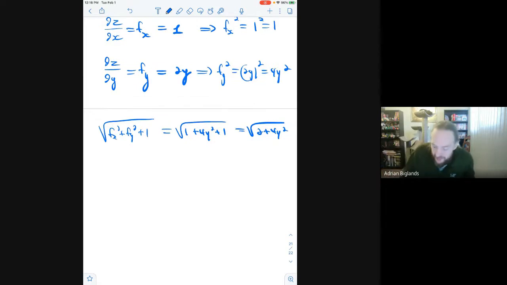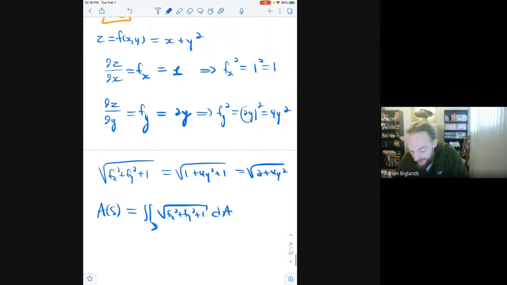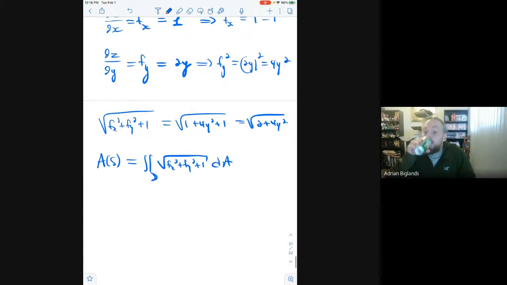Therefore, the area of the surface is equal to the double integral over the region D of the square root of fx squared plus fy squared plus 1 dA. It's nice to regurgitate that definition every time so you don't need the formula on an exam, and then you get everything right. I've computed everything I needed first. Now I can just put it in there.